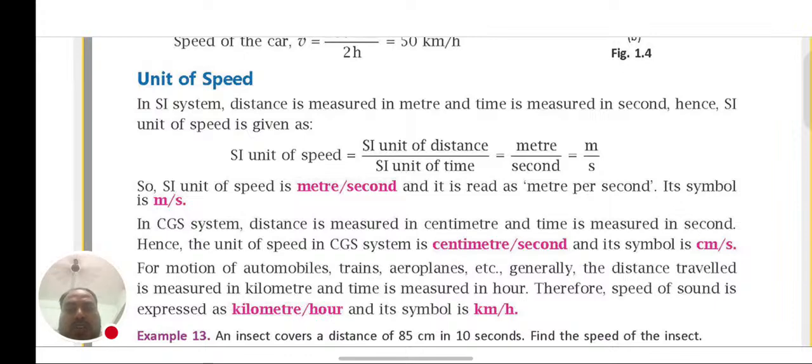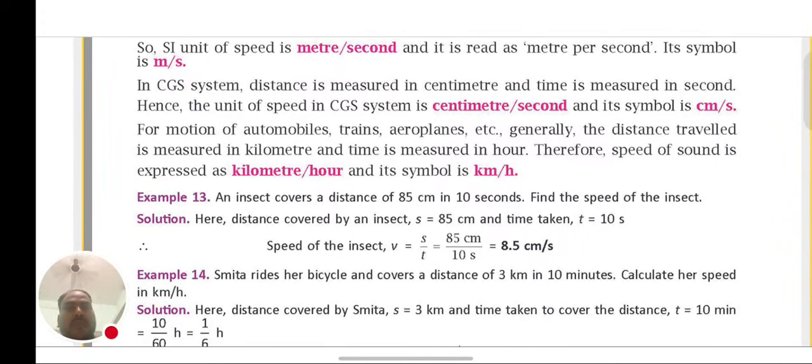But if you see your car, motorcycle, scooty, auto, e-rickshaw, every vehicle, there is an odometer. On the odometer, what is present? Kilometer per hour, yes or not. So the odometer gives the reading of a vehicle in kilometer per hour. So the units of speed are meter per second, kilometer per hour, as well as centimeter per second.